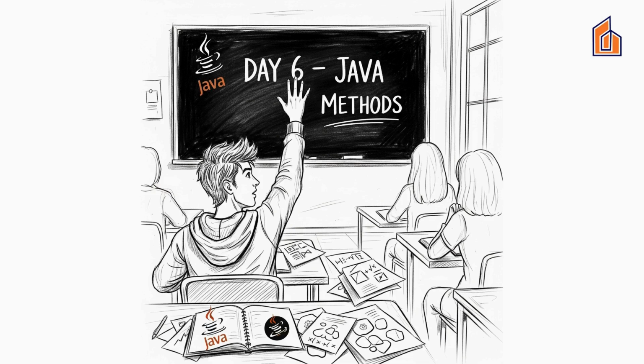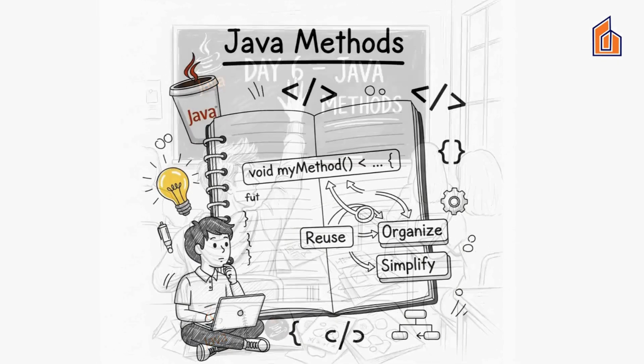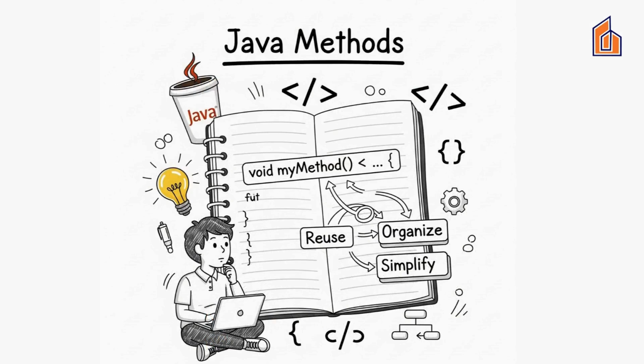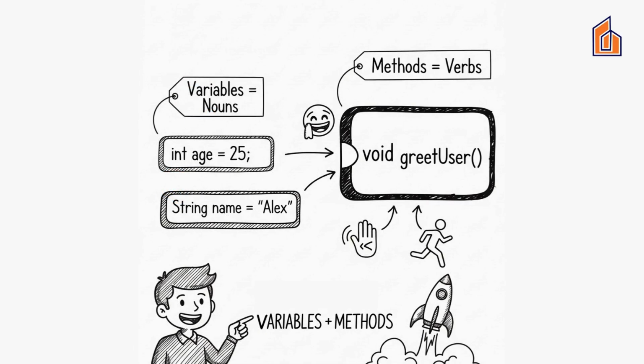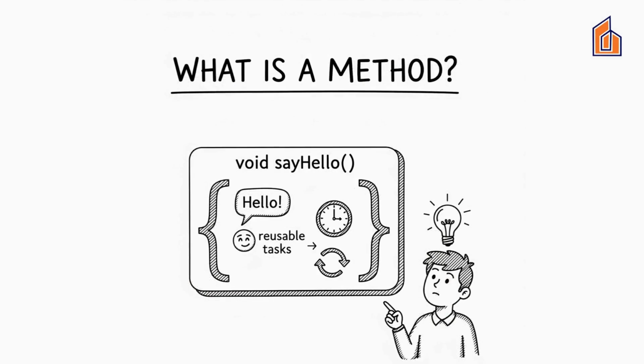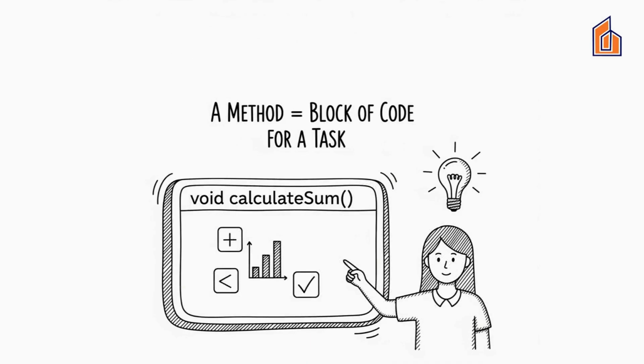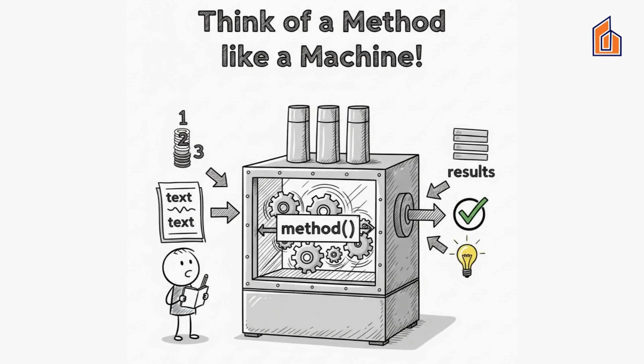Today we are learning one of the most powerful concepts in Java, that is methods, also known as functions in other languages. If variables are the nouns of programming, methods are the verbs. They make things happen. Now, what is a method? A method is a block of code that performs a specific task. Think of it like a machine. If you put something in it, it does work and it can give you something back.